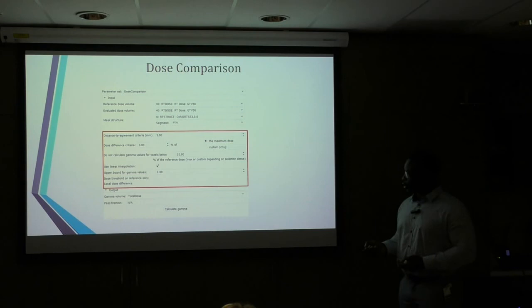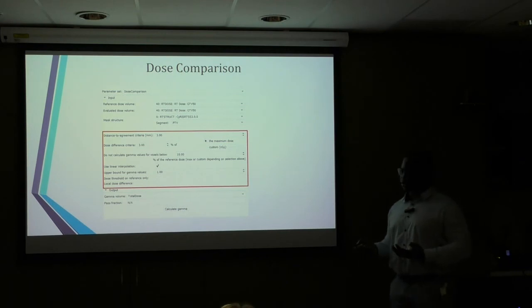And then it has 2 options for the dose threshold or the local dose difference. So the default formula used by this particular module is the global dose difference. And sometimes you might want to use the local dose difference. No, sorry, the global uses the normalization and the local does not use the normalization. So if you want to use the local dose difference, you just need to tick this button.